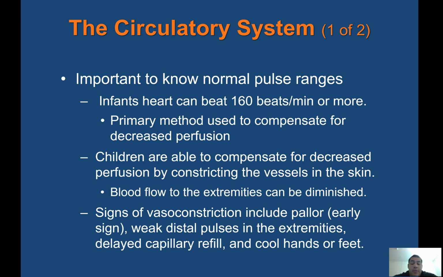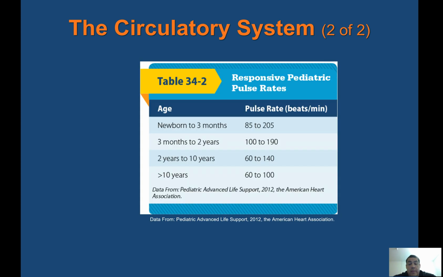Children are able to compensate for decreased perfusion by constricting the vessels in the skin. Blood flow to the extremities can be diminished. Signs of vascular constriction include pallor, an early sign of weak distal pulses in the extremity, delayed capillary refill, and cool hands or feet. So here's your table of pulse rates.